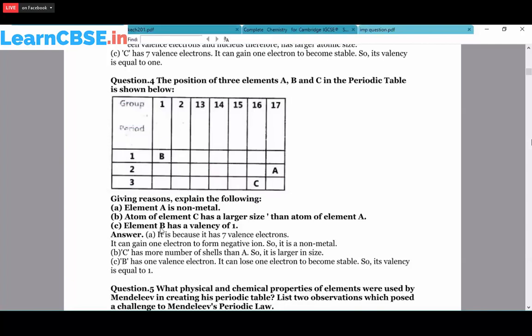Next question. Element B has a valency of 1. Yes, the element B is present in group 1. The group number 1 always indicates how many electrons are present in the outermost shell. So here it is 1. So the element B can easily lose the 1 electron and form the stable configuration. So its valency is 1.